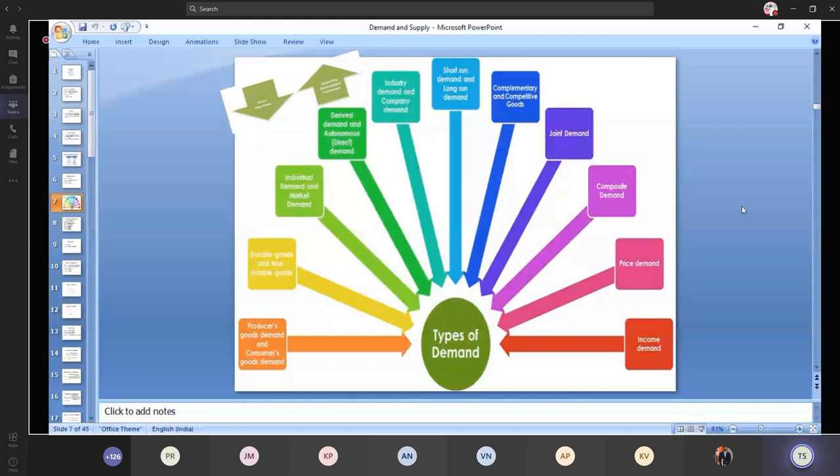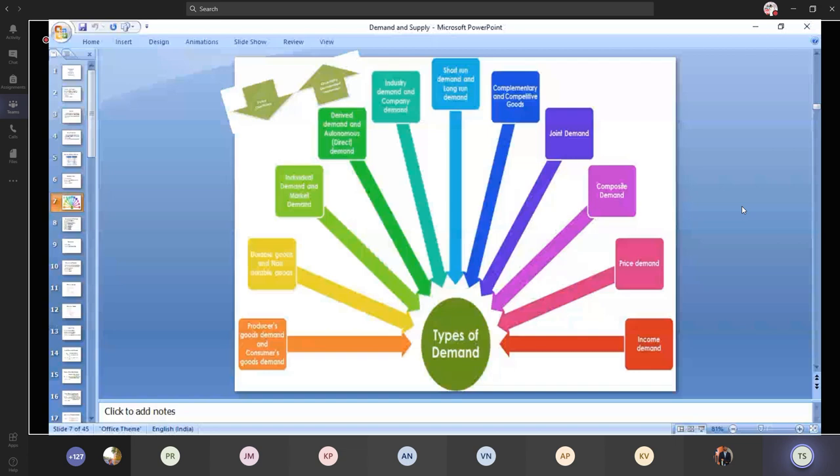For example, in mobiles we have several brands, so the mobile industry includes every brand. It includes all the Samsung mobiles, Nokia, Vivo, Oppo. It includes each and everything. Every brand can be included under industry demand, and under company demand only a particular brand, for example Samsung mobiles only, or Nokia only. Is it clear, guys? So industry includes every brand, and company deals with a particular brand only.